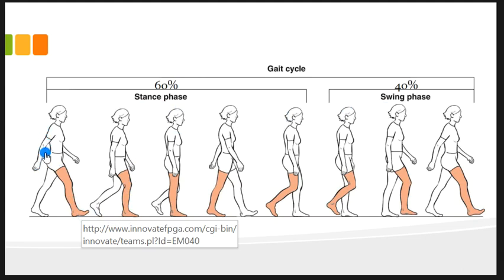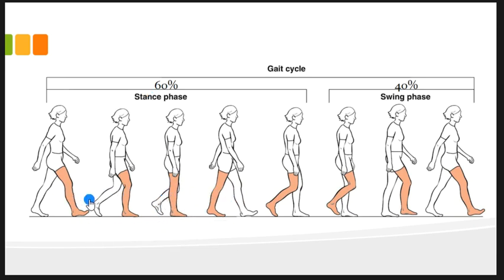Because if you look at this first image, you're saying, well, yeah, both are in stance phase. But as the left foot is coming off, between here and here, the left foot is in swing phase, but we're in stance phase. So we're just talking about only the reference limb. And in this case, the reference limb is going to be the right lower extremity. So this gait cycle is related to the reference limb: 60% stance phase, 40% swing phase.